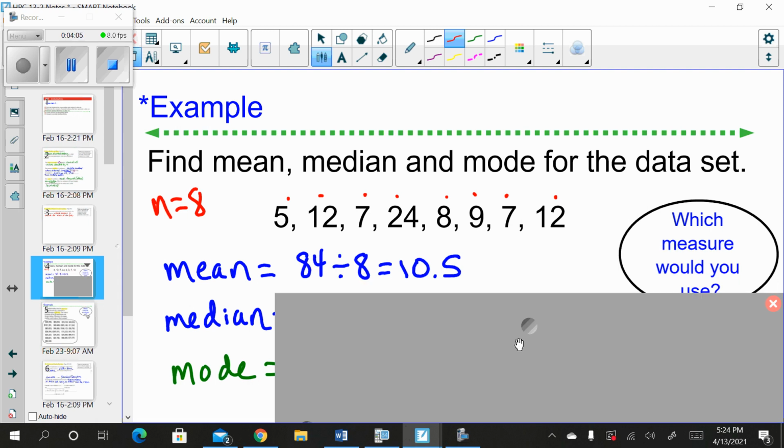Median. So to organize for median, we want to put these in order from smallest to biggest and find the middle. Since there are 8 scores, we're going to have an even number. So we're going to have to average the 2 middle scores.